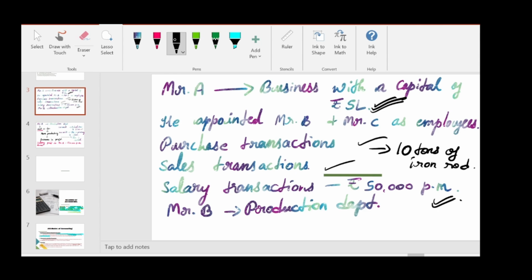What do I have to do? I have to value the 10 tons of iron rod in terms of rupees, in terms of the currency of the country. Then only I should record it in the books of accounts. So the common measurement unit of accounting is the currency of the country. If the value is rupees 10 lakhs, then I will record 10 lakhs in my books of accounts. The 10 tons of iron rod is not at all required in the financial books of accounts.